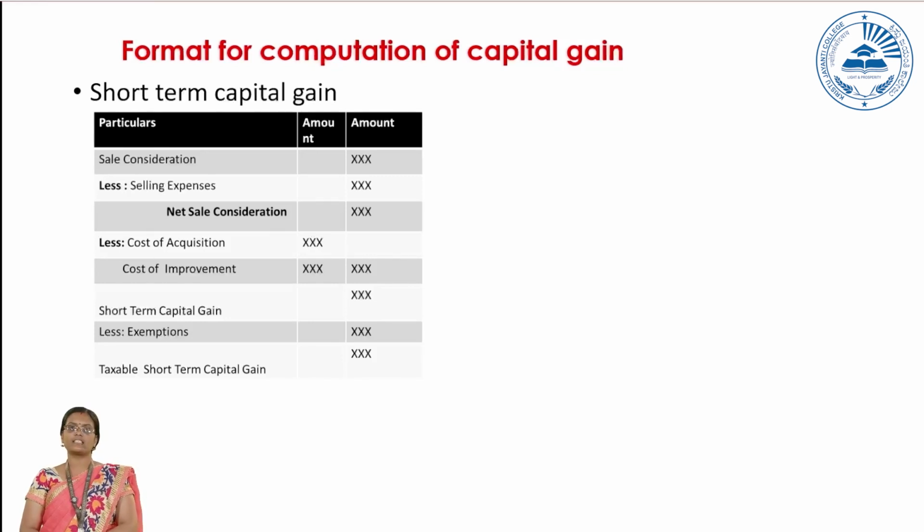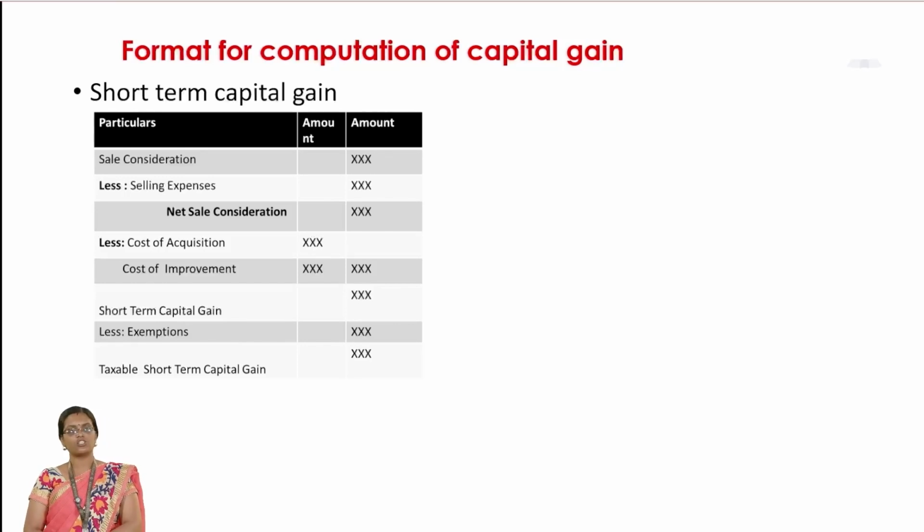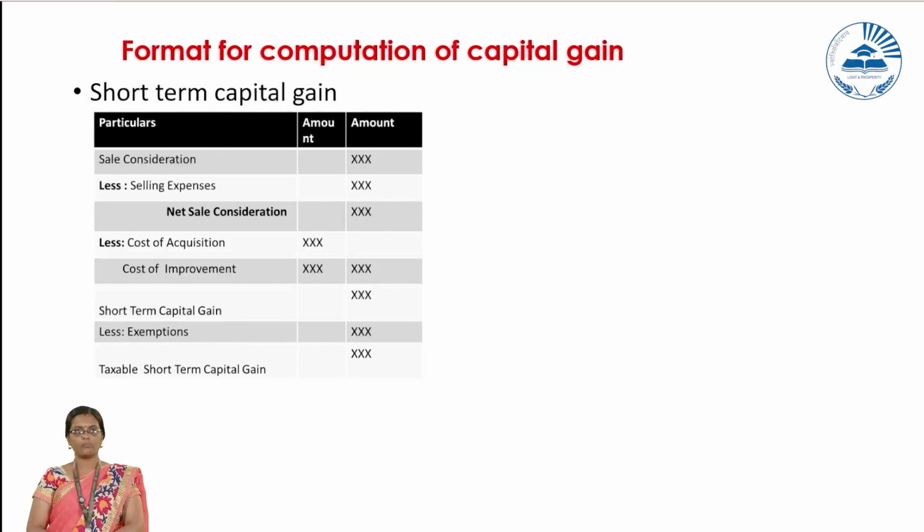Let's take an example of building. Let's suppose I do a repair work for the building that I already own, or I construct a new floor, or I renovate my house. All these are called cost of improvements. So, once I deduct these two costs, namely cost of acquisition and cost of improvement, from the net sale consideration, I arrive at my short-term capital gain.